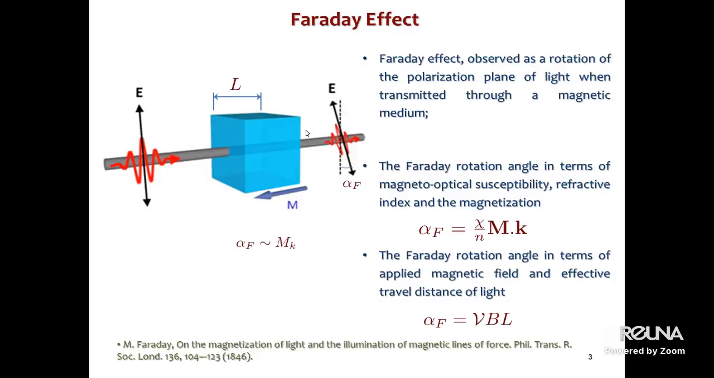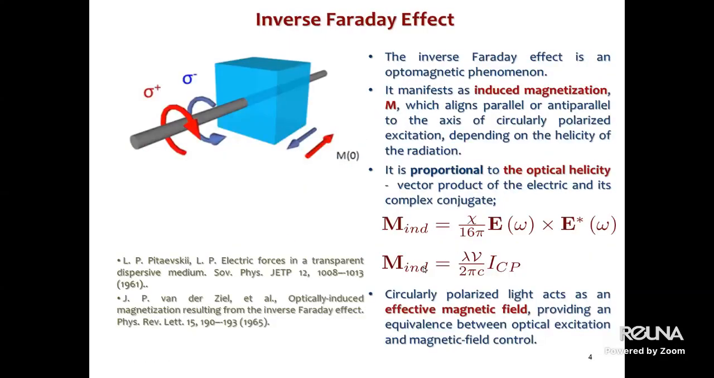So the rotation angle, denoted here as alpha F, is influenced by parameters such as magnetization M, refractive index n, wave vector of light k, and the magneto-optical susceptibility, which is a scalar value for isotropic media. A similar expression can be formulated in terms of the Faraday constant, the applied magnetic field B, and the effective travel distance of light within the medium. That was the standard or conventional Faraday effect.